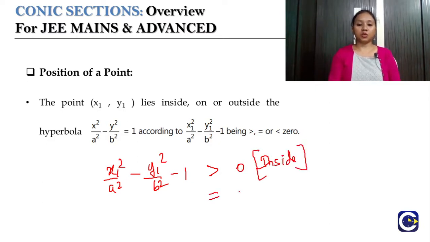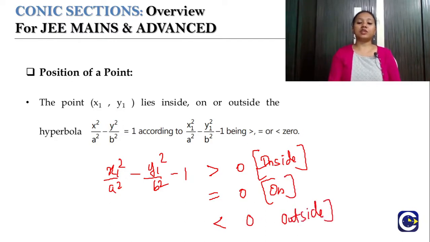If it is equal to 0, it is on the hyperbola. If it is less than 0, it is lying outside. So for our previous sections, if it is greater than 0, it lies outside the section, and if it is less than 0, it lies inside. It varies for the hyperbola, so there is a slight change here. That point you have to keep in mind while dealing with the position of a point.